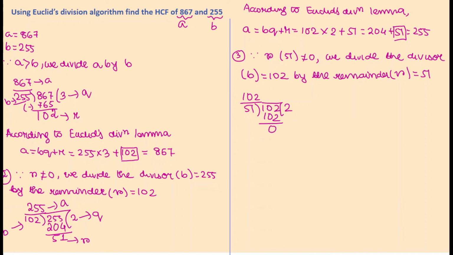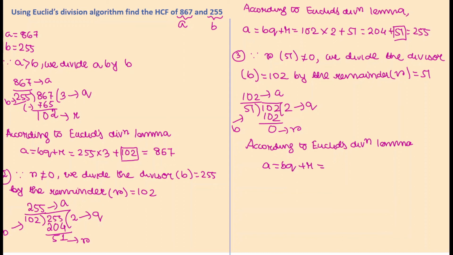Okay, so 102 by 51, 51 twos are 102. Remainder comes out to be 0. So this is the quotient, this is the remainder, this is the divisor, this is the dividend. So the remainder came out to be 0, so we can stop the process here. Before that we have to apply Euclid's division lemma. According to Euclid's division lemma, we can write A equals BQ plus R. So 51 into 2 plus 0.